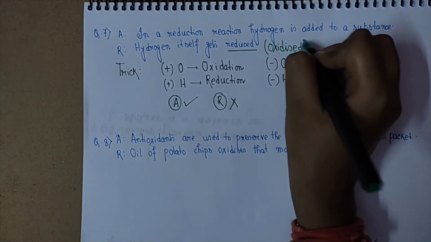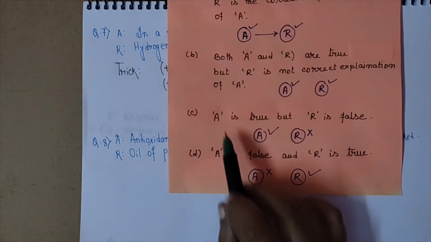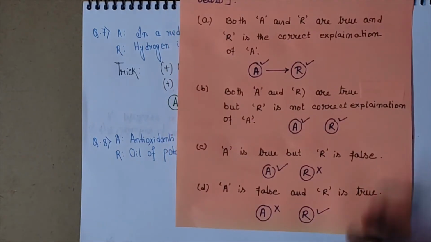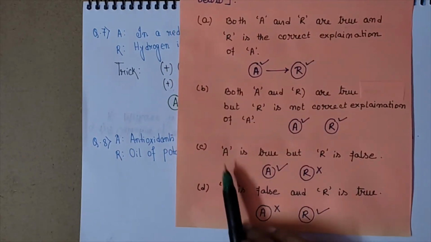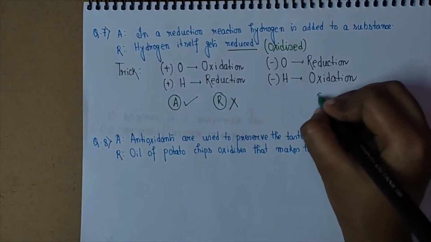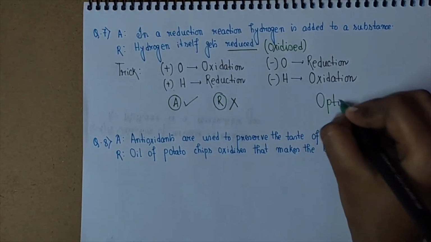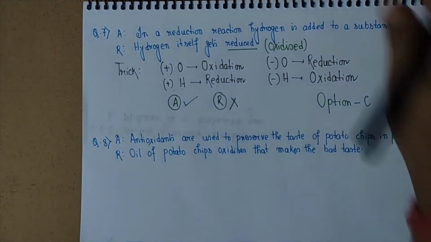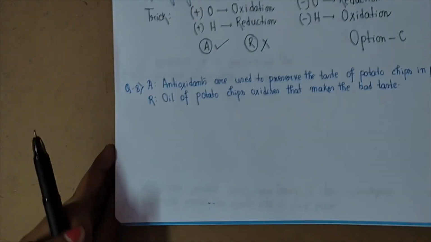Which option will we choose? Assertion is true, but the reason is false. So we'll choose option number C. Now move to the next question.